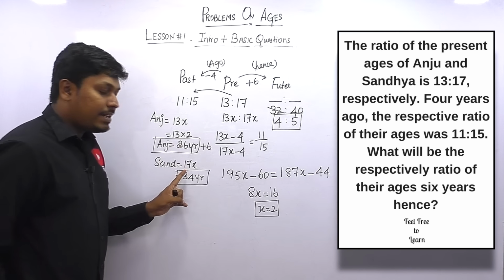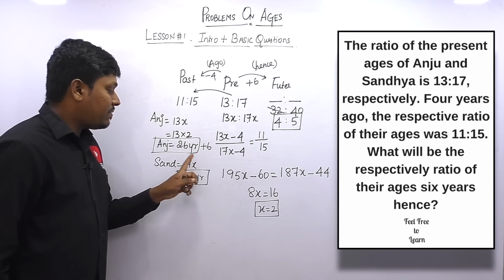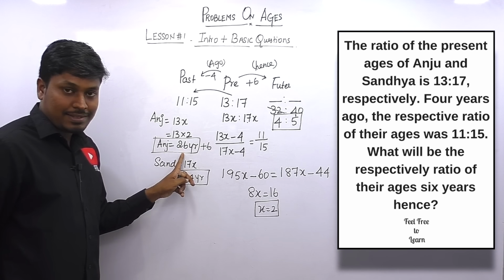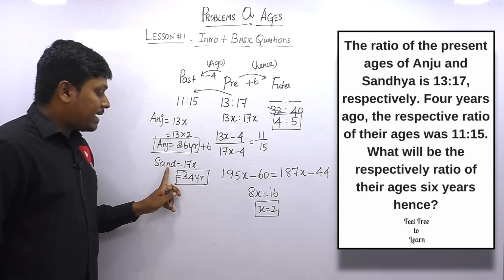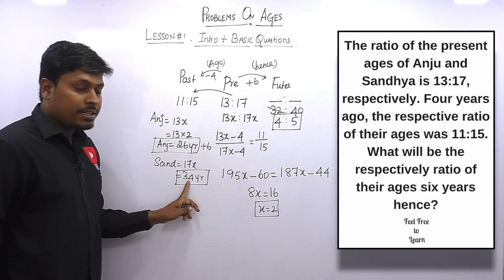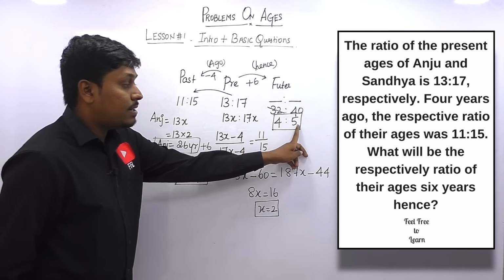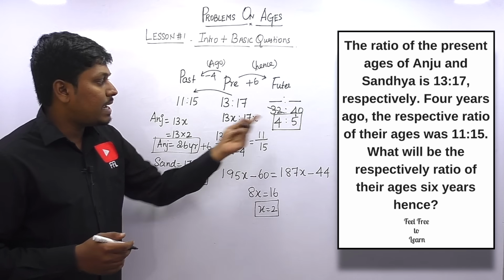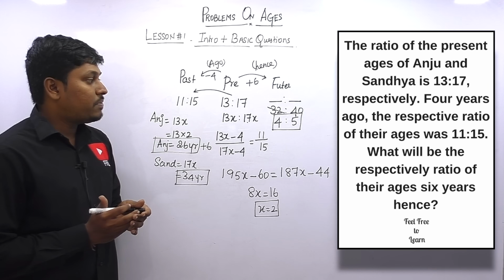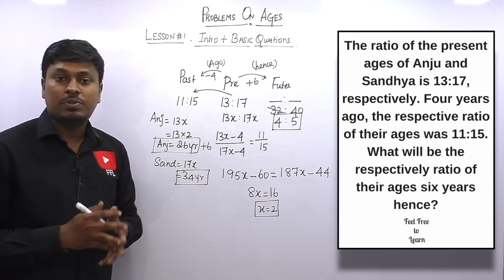After finding the present age of both persons, we added 6 to Anju's present age. After 6 years her age will be 32. Similarly, the second person, Sandhya's present age is 34. After 6 years her age will be 40. So our target is to find the ratio, and once we cancel this on the 8 table, the future age ratio of the two persons will be 4:5.